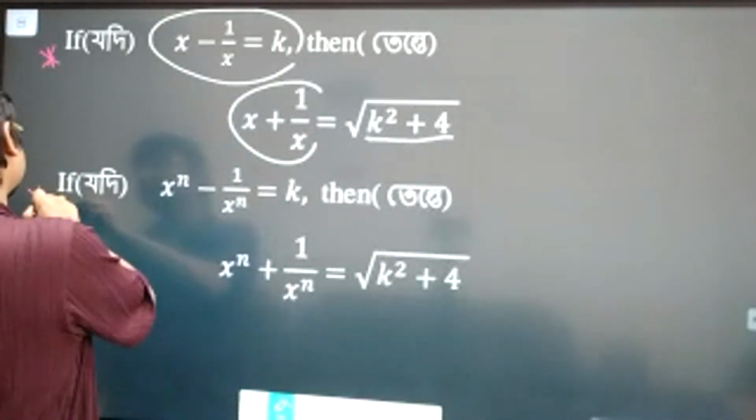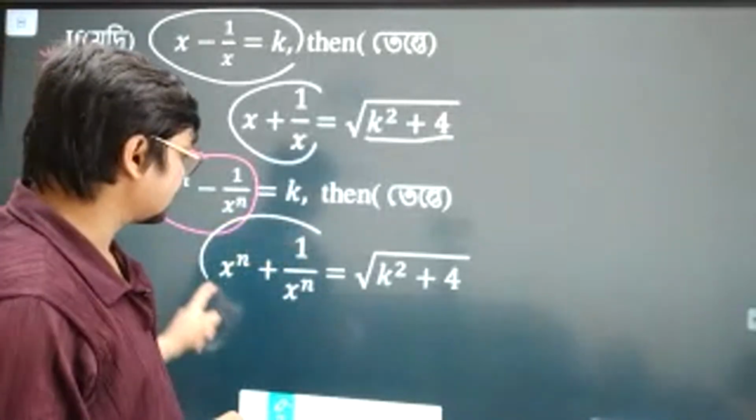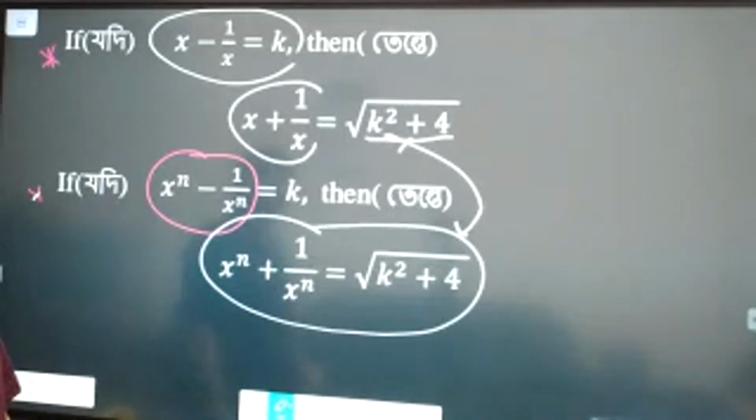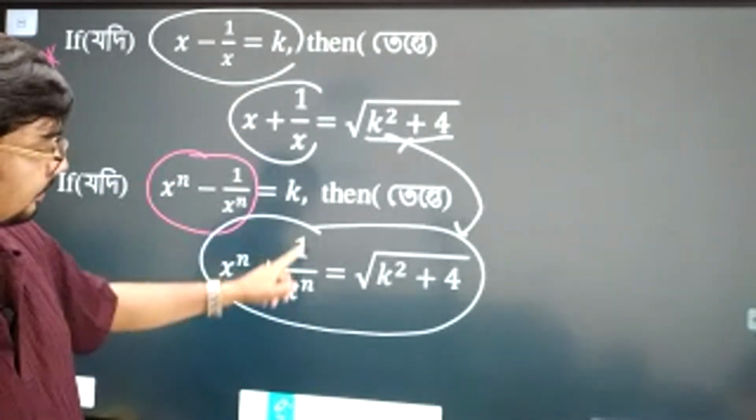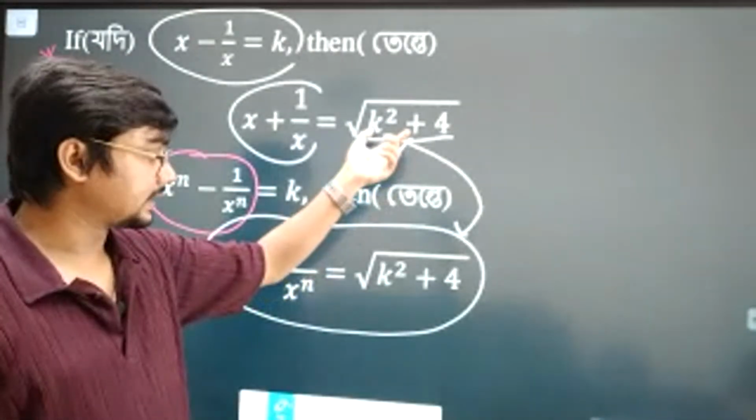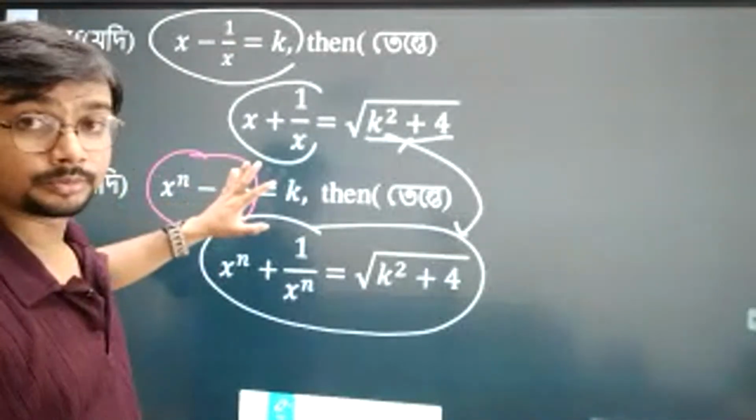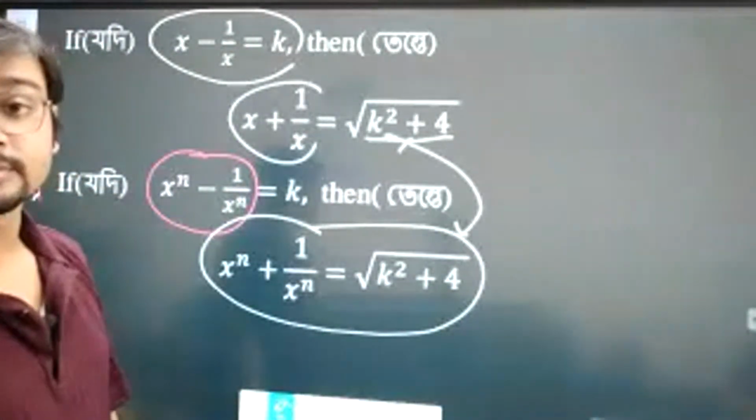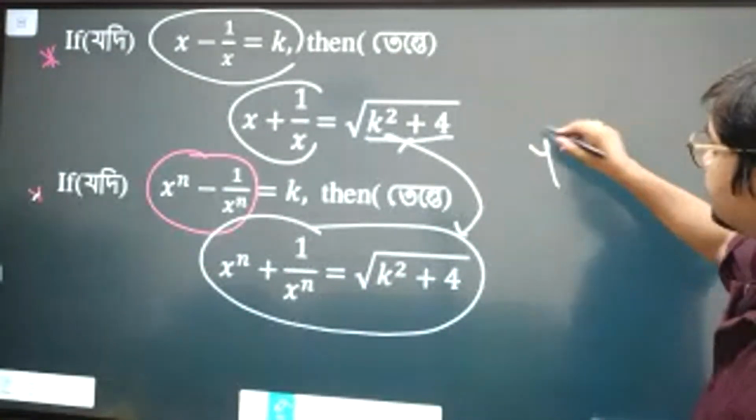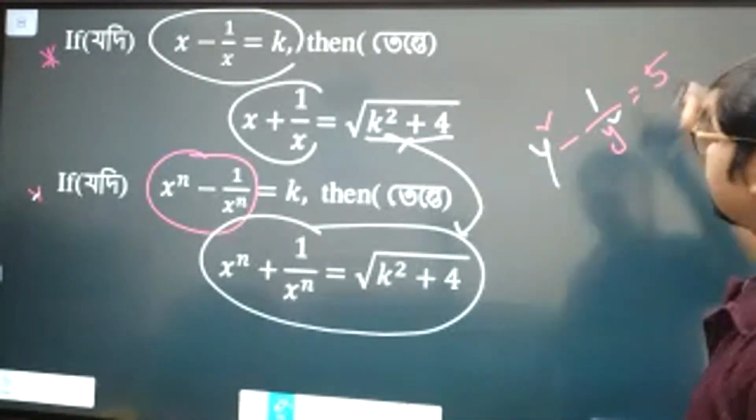Similarly, another concept is there, x power n minus 1 upon x power n is k, then this always happens. You see, these two values are same, guys. Here will be x to the power n plus 1 upon x to the power n is equal to root over k square plus 4. Root over k square plus 4 is given. Okay, this is always will be root over of k square plus 4. That means suppose they provide y square minus 1 upon y square equal to suppose 5.